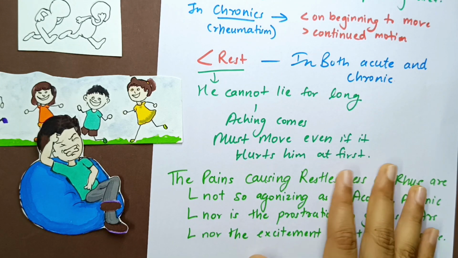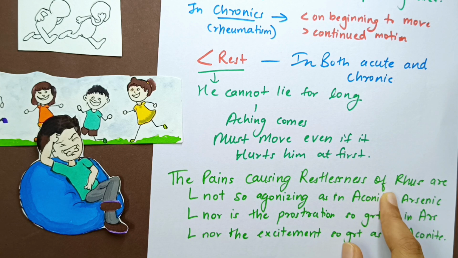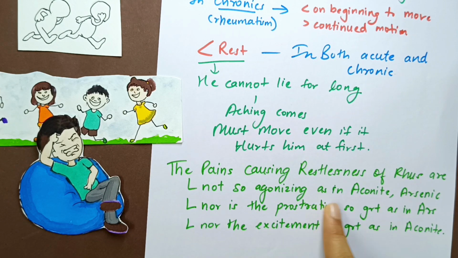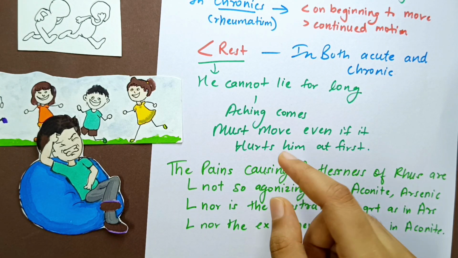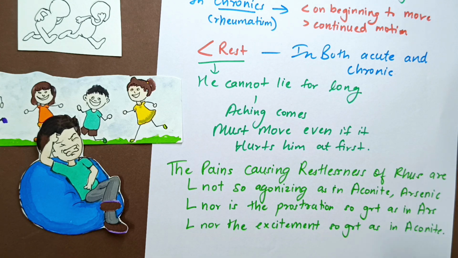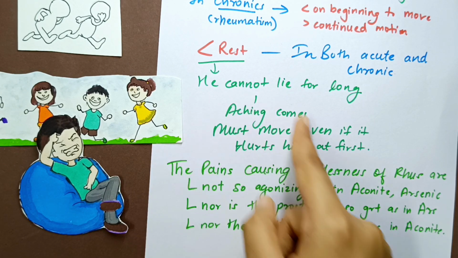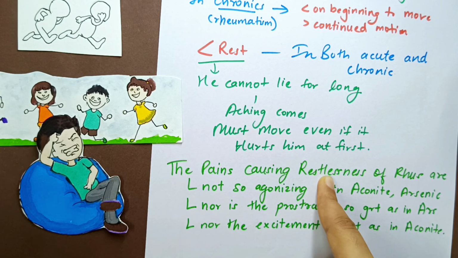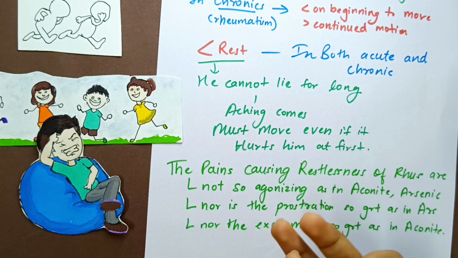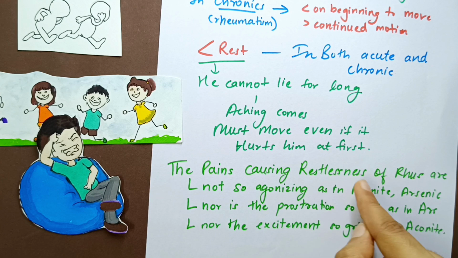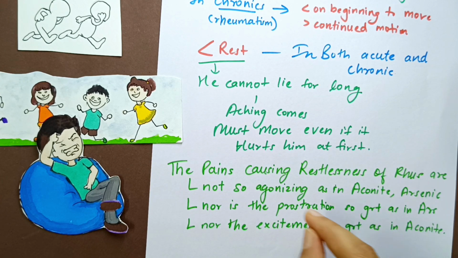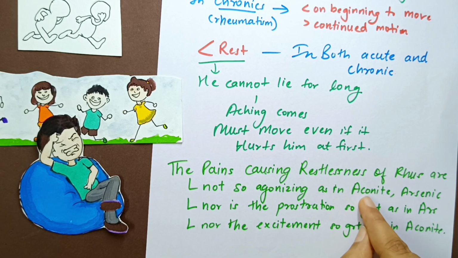Now the pains causing restlessness of Rhus tox are not so agonizing. Dr. Nash actually compares it very beautifully with those two remedies, that is arsenic and aconite. What he says is that the pain which causes the restlessness, as we've seen in the first section, the internal uneasiness causes restlessness. So the pains which cause restlessness in Rhus tox are not so agonizing as in aconite and arsenic.